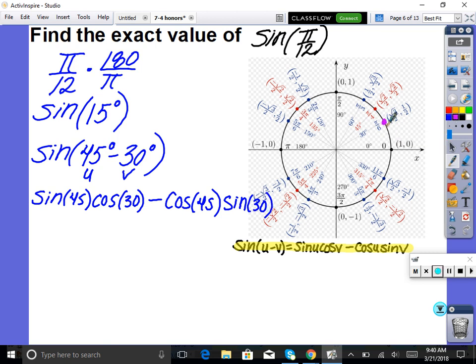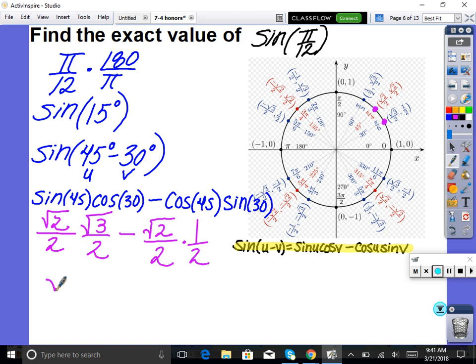So that's here and here. So let's now calculate it. The sine of 45 is root 2 over 2. The cosine of 30 is root 3 over 2. Minus the cosine of 45, which is root 2 over 2. The sine of 30 is 1/2.